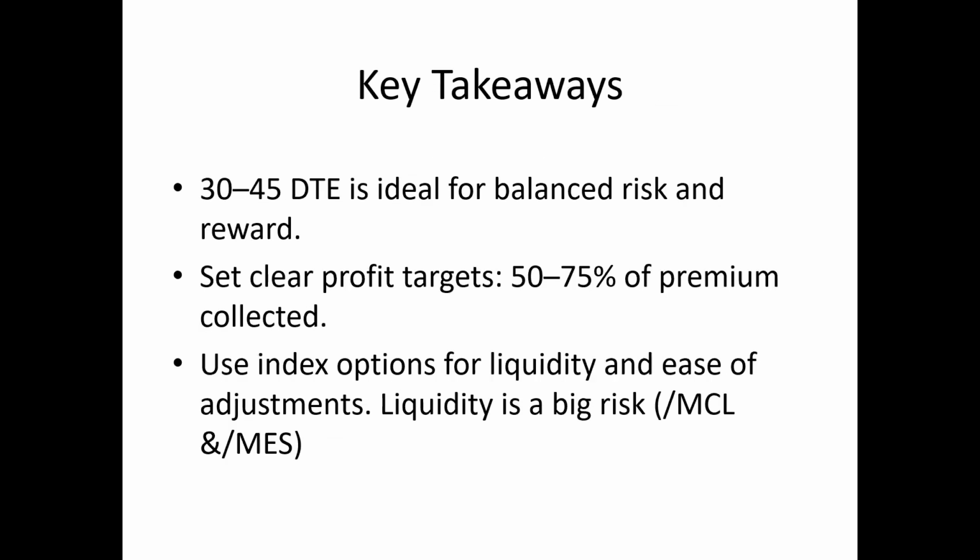Lastly, we'll talk about the takeaways from what we talked about today. So again, 30 to 45 DTE is ideal for me for balance of risk and reward. You have to set clear profit target ranges for your trades. Don't look for someone to tell you when to take a profit. If you have to come in and ask, guys, I'm here and there, what would you do? It's probably best that you close out the trade. Follow your plan. No one is more invested in your business than you are.